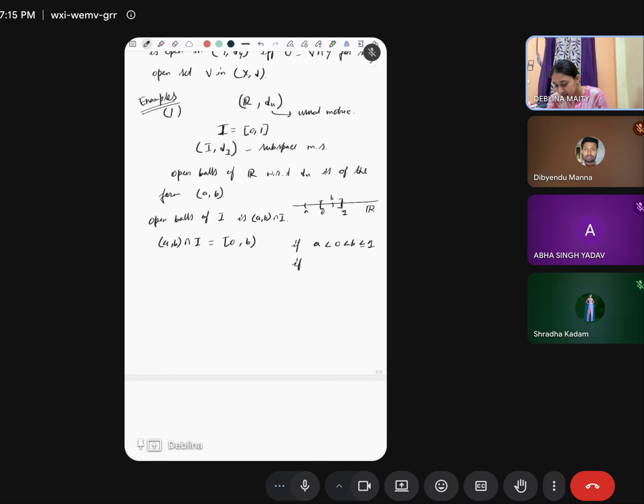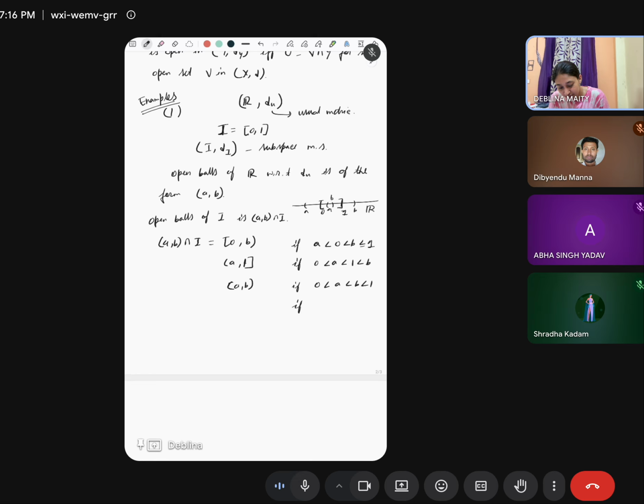And if 0 less than A less than 1 less than B, then it will be A1, right? And if 0 less than A less than B less than 1, A, B are both contained in 0 1, then it will be only AB.